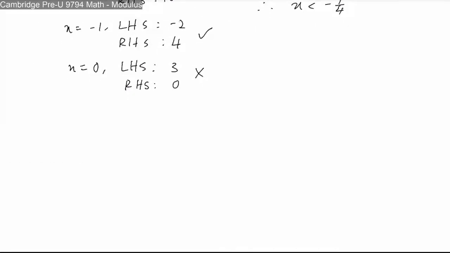Okay, so of course, we have another alternative, which is to just square both sides, and then we just have to do the checking like what we did just now. So by squaring both sides, we have (5x plus 3) squared less than (3x minus 1) squared. So we just have to square both sides from here.